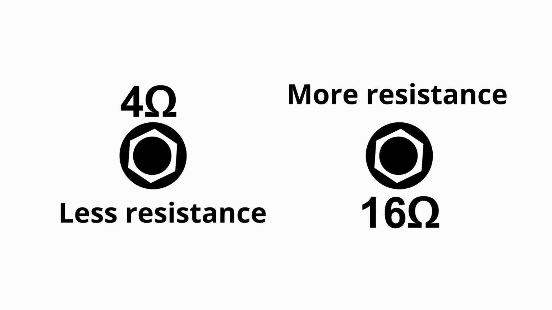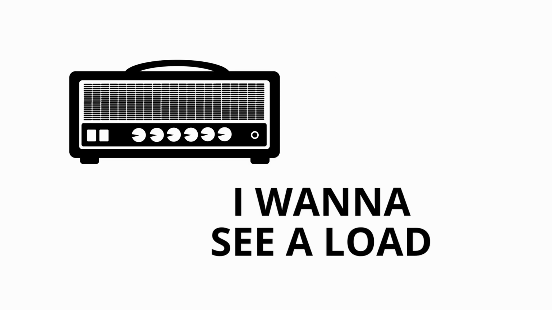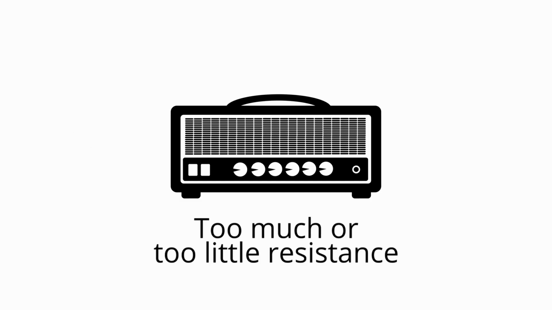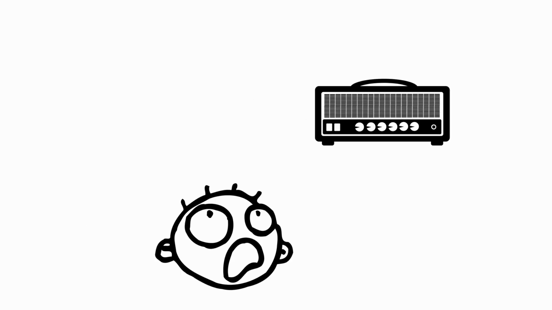The symbol for impedance is Z, and it is measured in ohms. The more resistance, the higher the value, and the less resistance, the lower the value. Let's look at it this way. Your tube amplifier is designed to work against a certain amount of resistance. Your speaker or speakers provide that resistance. If your amp sees either too much or too little resistance, it's not going to work as intended, or be as efficient, and might even get damaged.